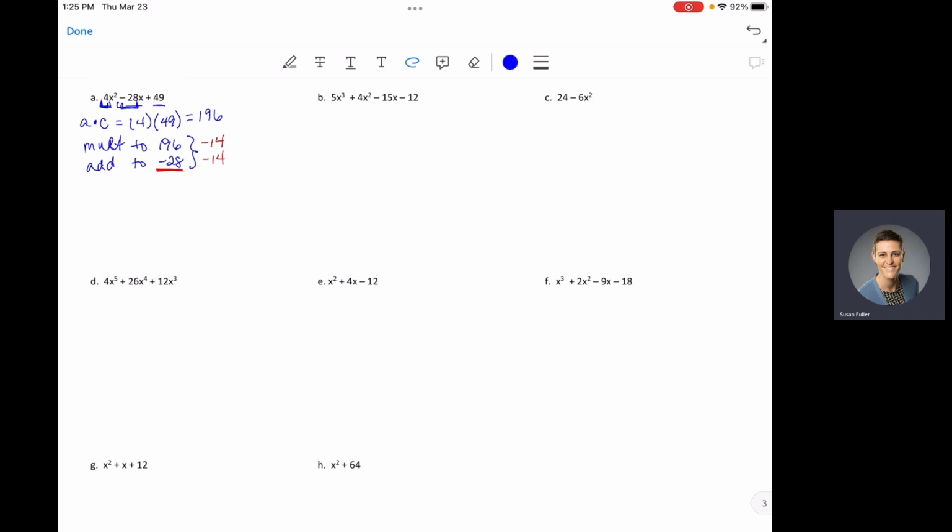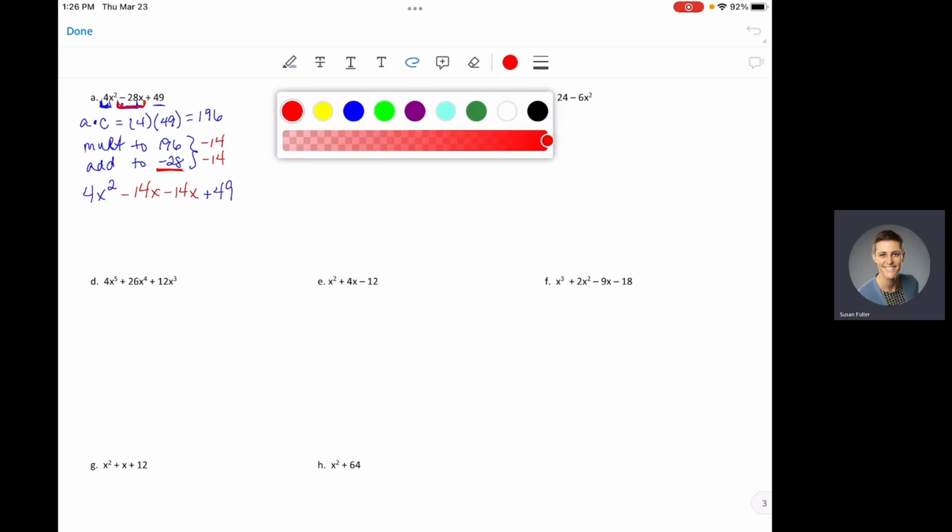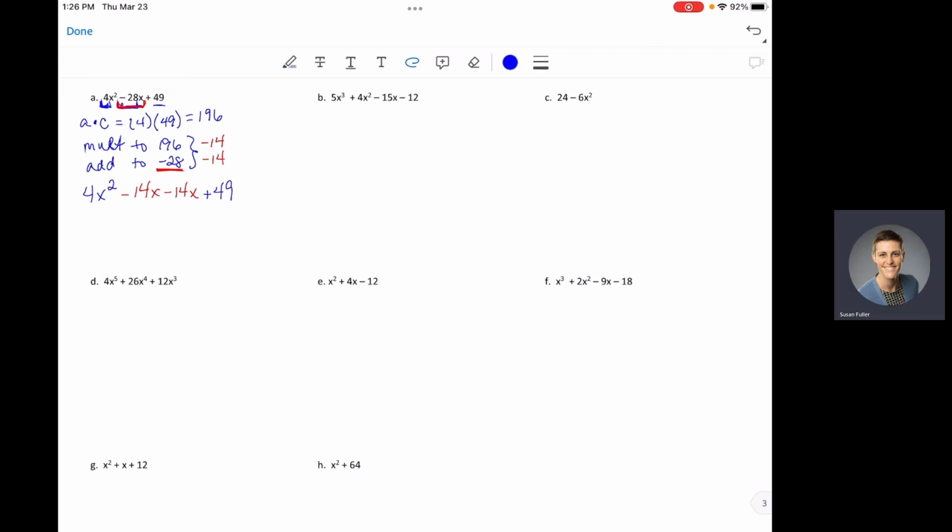Because our a value is not 1, what we're going to do with those two numbers is split our middle term. So we're going to leave our 4x squared and our plus 49. And then we are going to split this negative 28x into minus 14x minus 14x. And once I've split my middle term, now I have 4 terms. I'm going to cut this in half, and I'm going to factor by grouping.